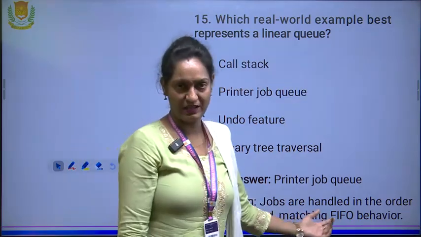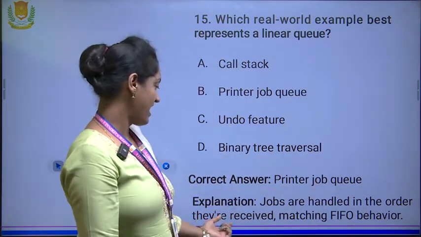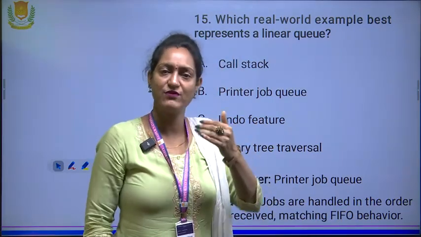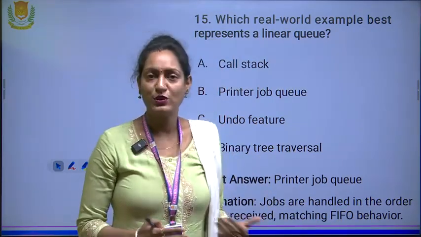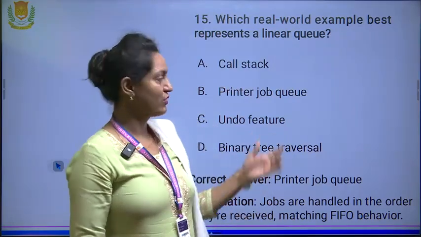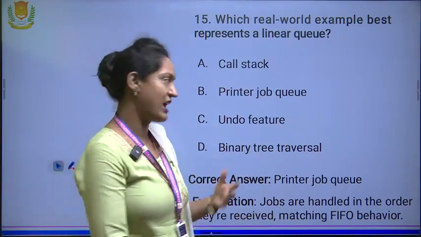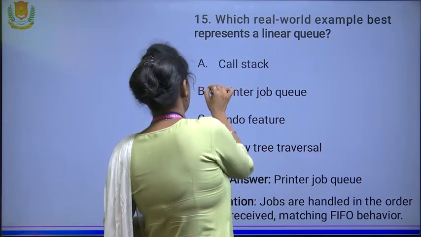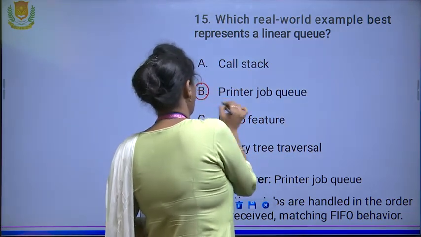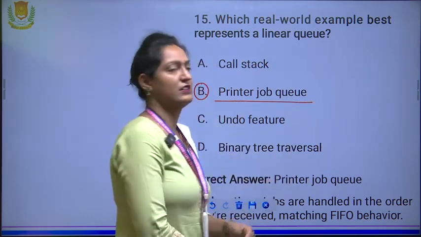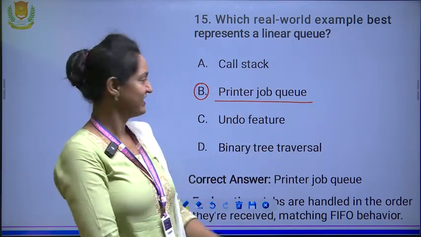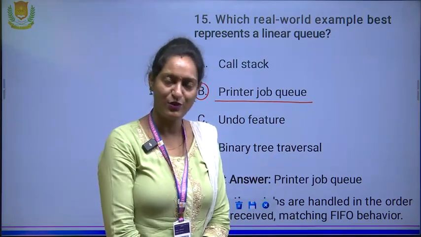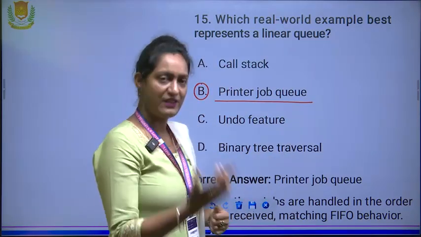Jobs are handled in the order they are received, matching FIFO behavior. That means the job which has come first should be processed first. So a queue is based on FIFO nature, and the correct answer according to that concept is option B, that is print job queue, right? So this is the question, and we have the explanation also. So go to the next question.